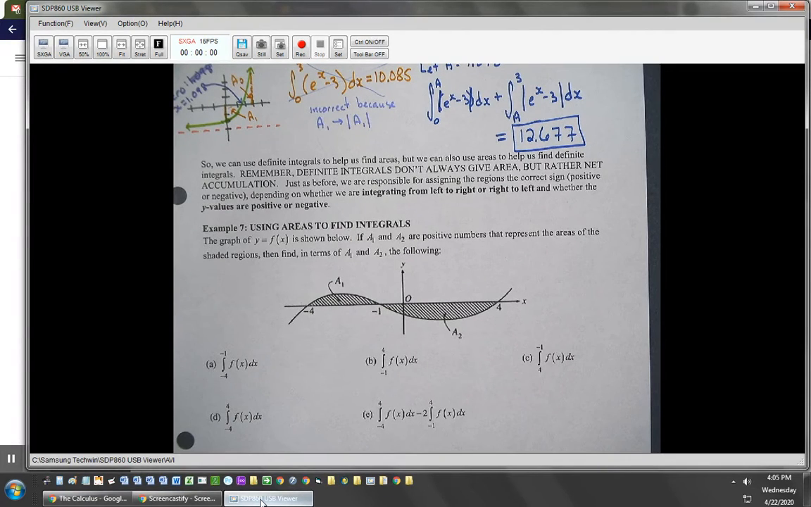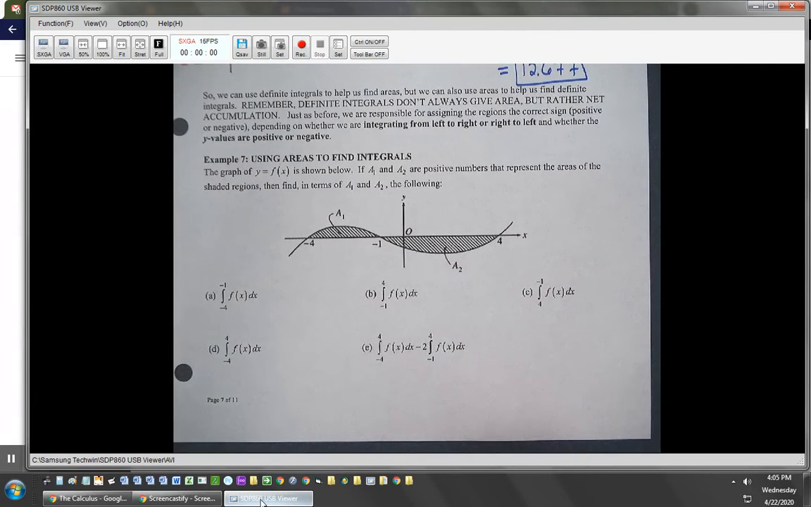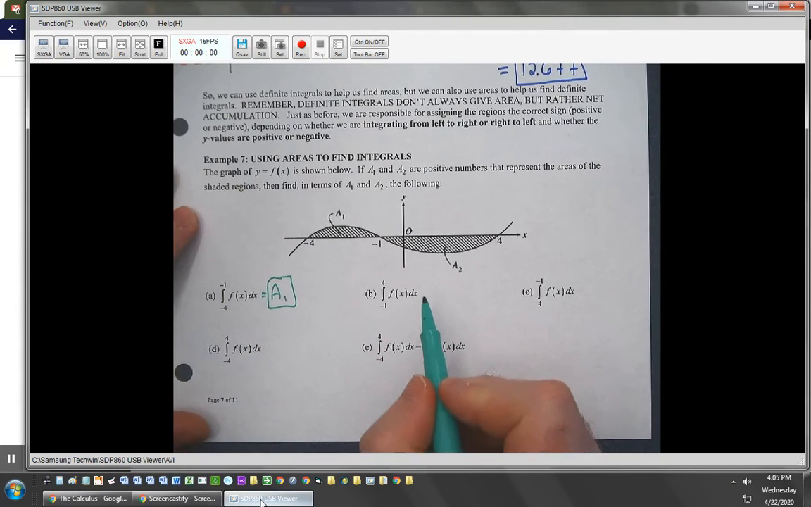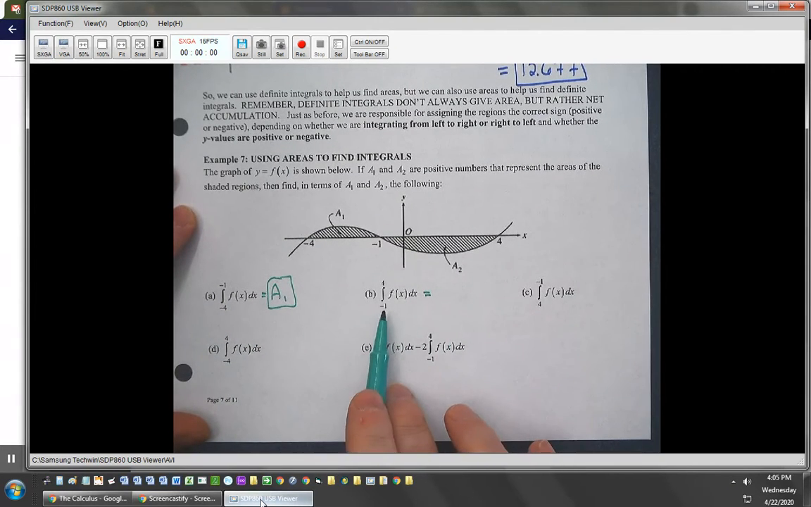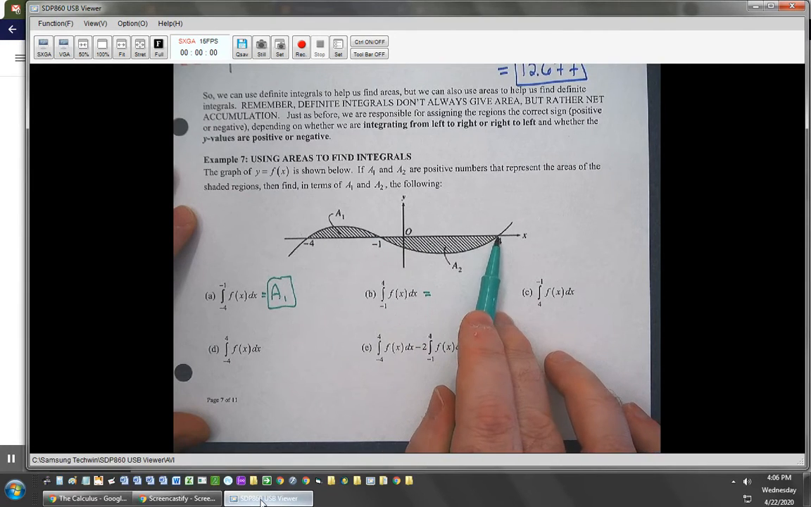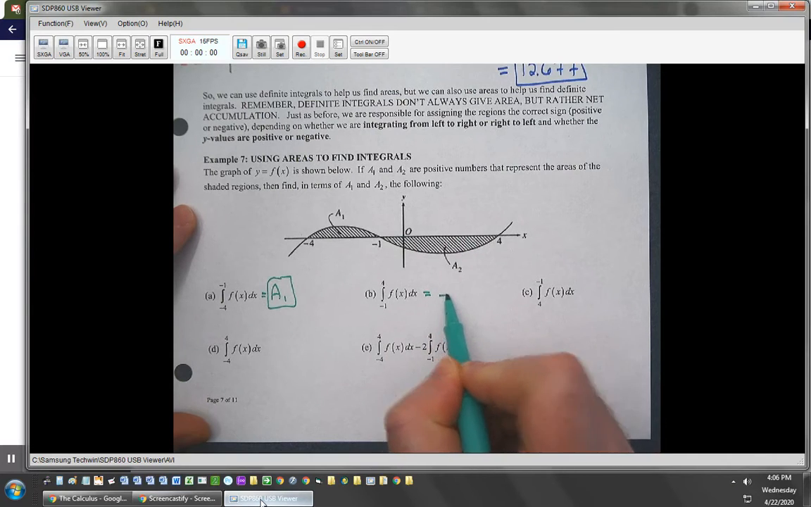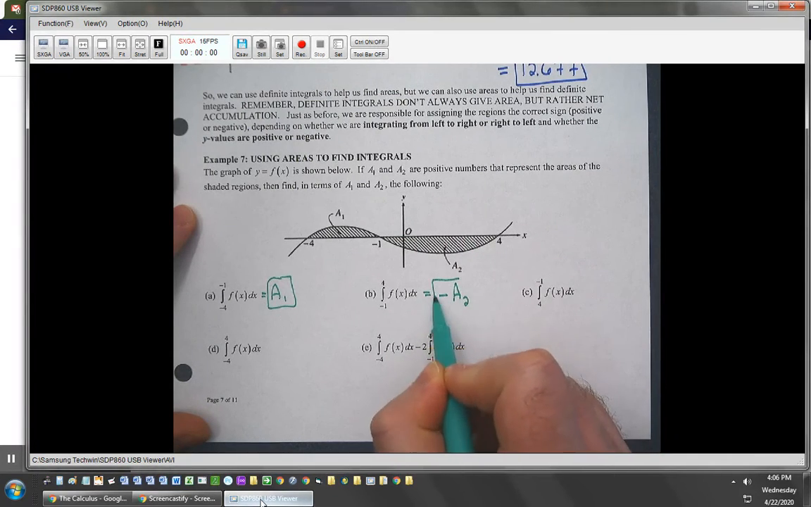So what we're going to do is take these and rewrite them in terms of A1 and A2. All right, so if I go from -4 to -1, what's the integral? Well, it's the area under the curve, and the area under the curve there is always positive, and it ends up always being the number A sub 1. All right, let's take a look at the next one. The integral from -1 to 4. Now the area is A sub 2, but it's below the x-axis, so that would be negative A sub 2.